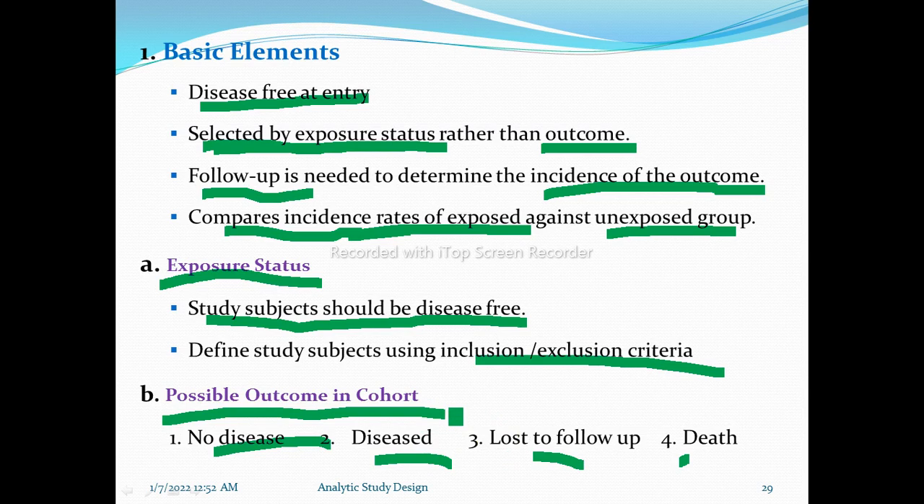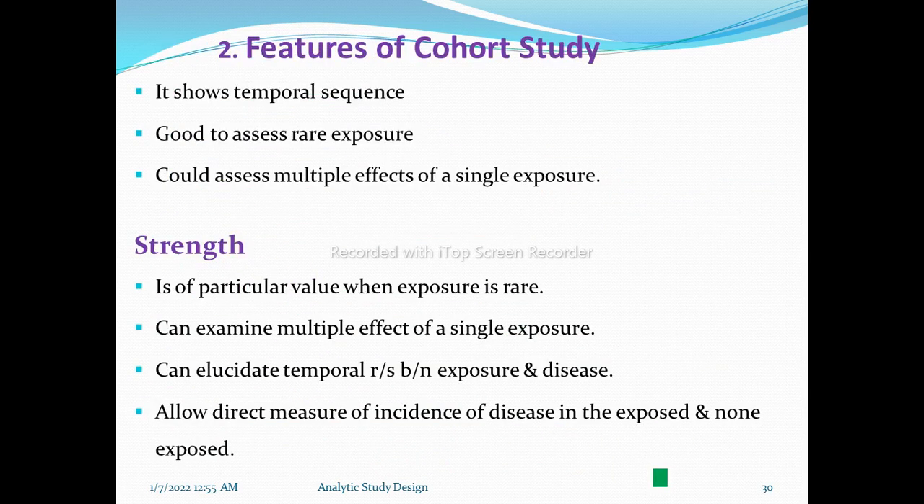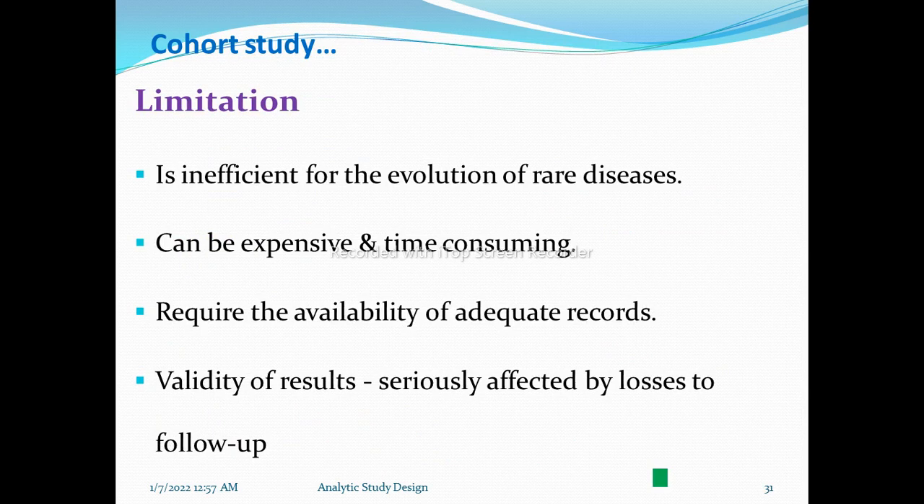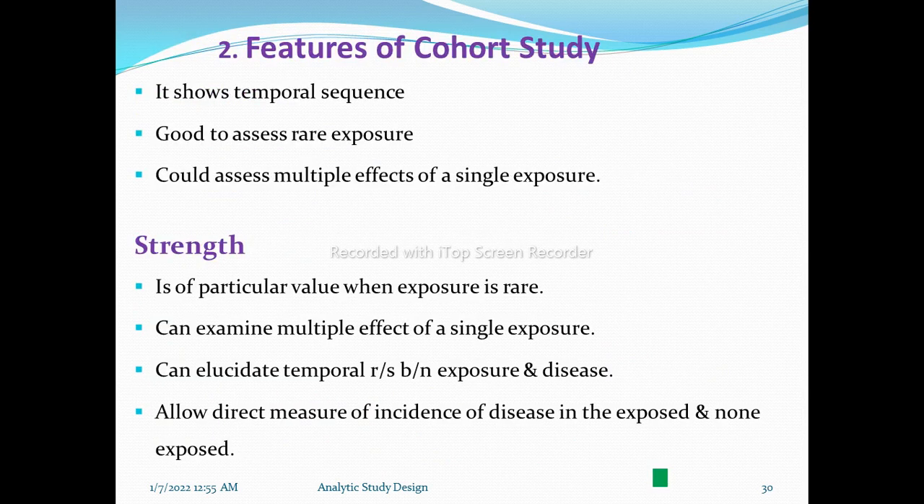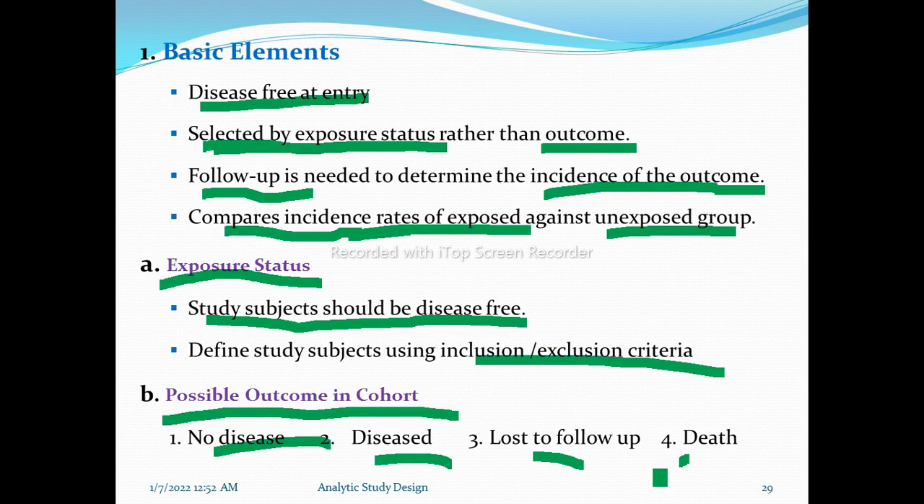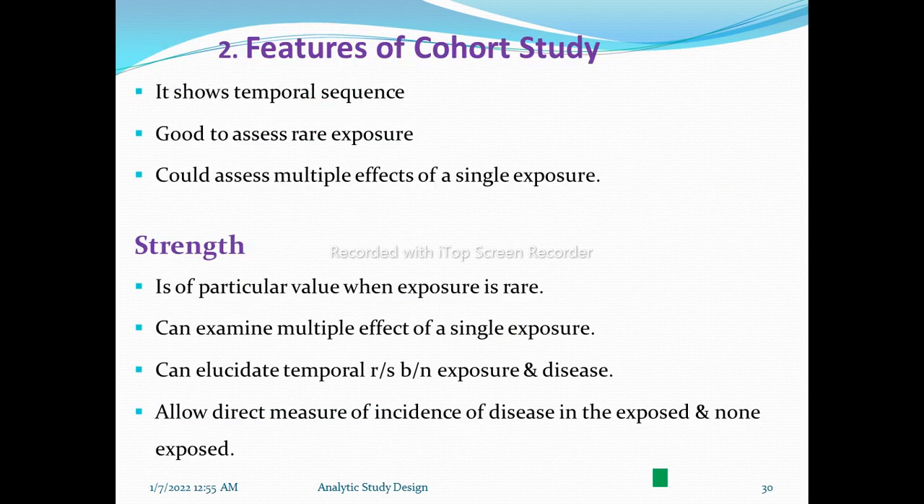So if our interest is disease or not disease, this is the main outcome. Others will be maybe censored if it is incident. Our rate of calculation is incidence density or survival analysis. The other is features or characteristics of the cohort study.